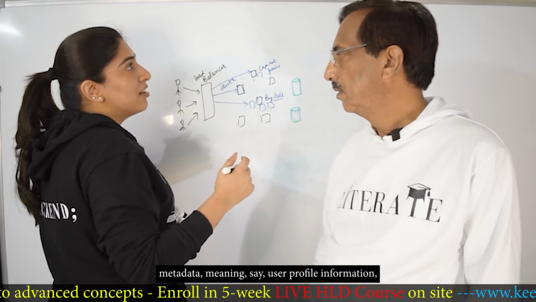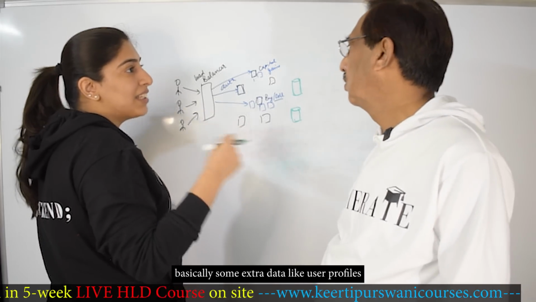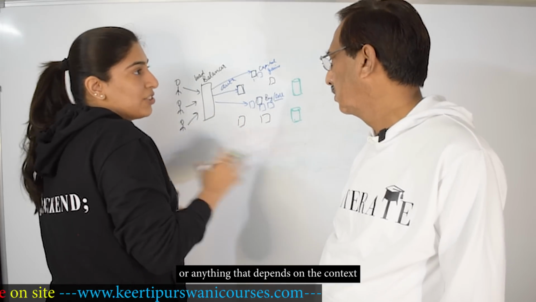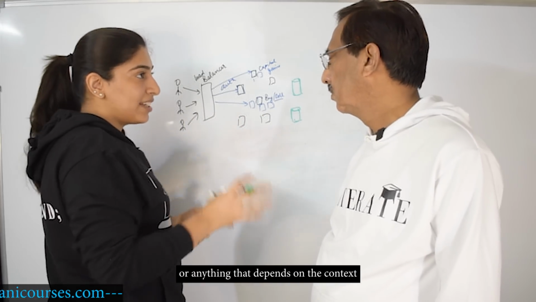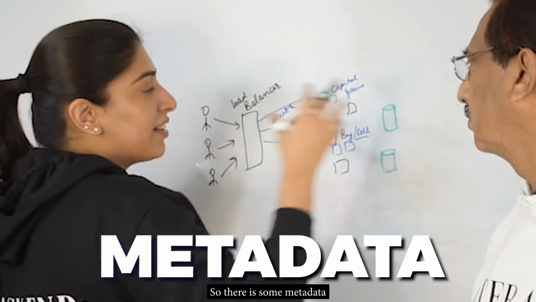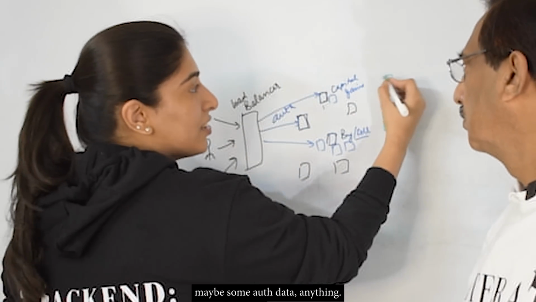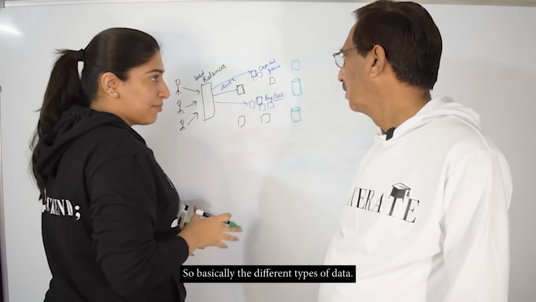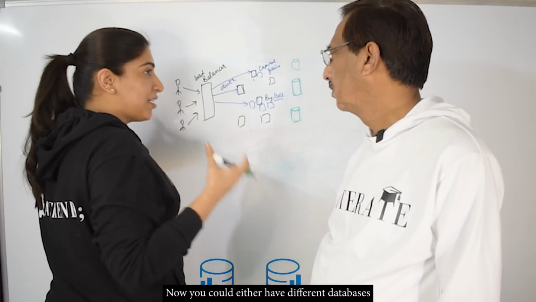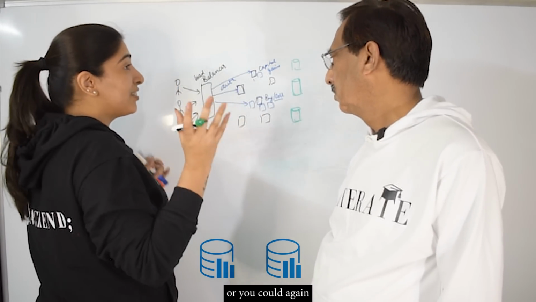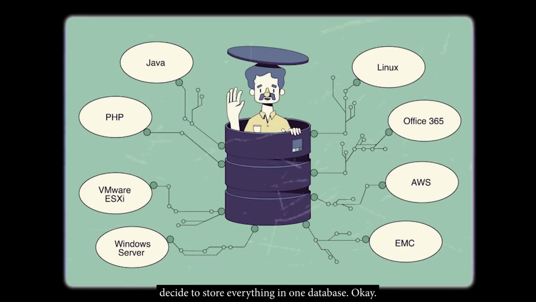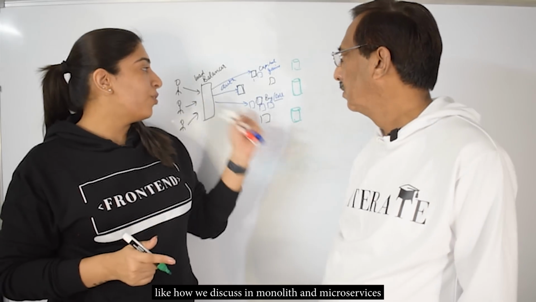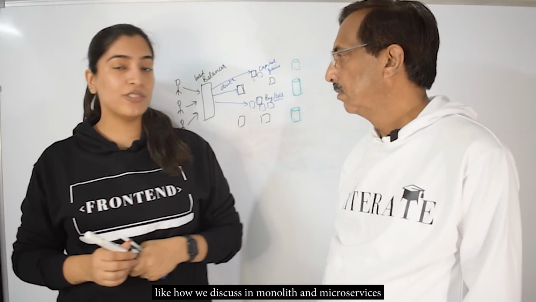Metadata meaning say user profile information, basically some extra data like user profiles or anything. Depends on the context in which we are talking. So there's some metadata, there's some transactional data, maybe some auth data, anything. So basically there are different types of data. Now you could either have different databases for different kinds of data, or you could again decide to store everything in one database.